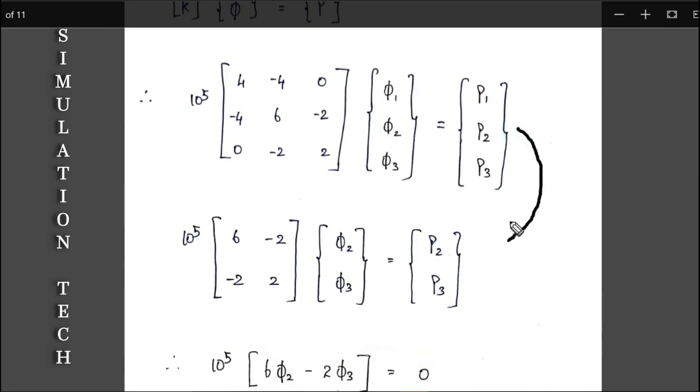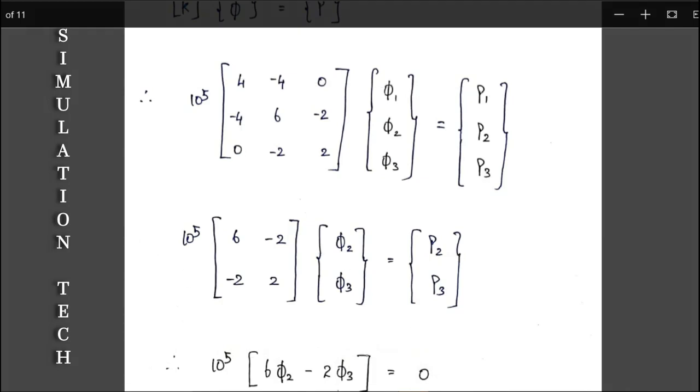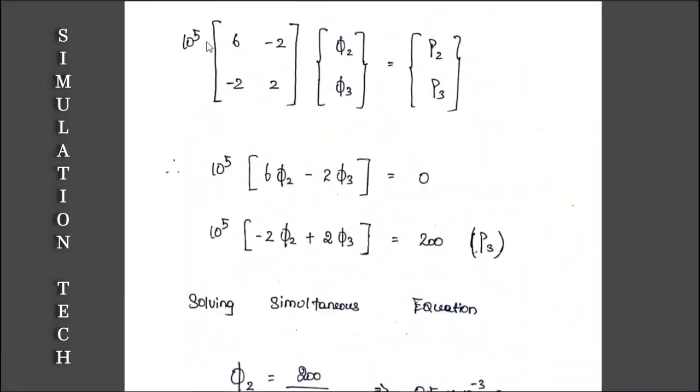So these values are 0 and these are also 0. What we can easily do is eliminate that first row and first column, and the remaining section is what we have over here, right? After that, it's just matrix multiplication. If you multiply each and every value, you will get simultaneous equations. We have two simultaneous equations, this one and this one. We need to solve these equations.